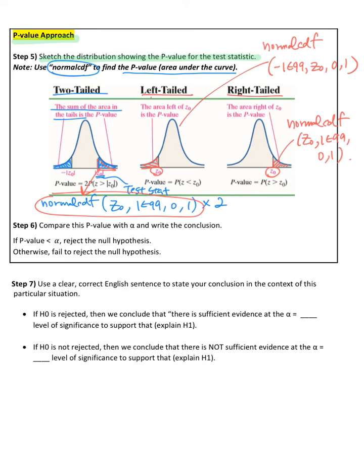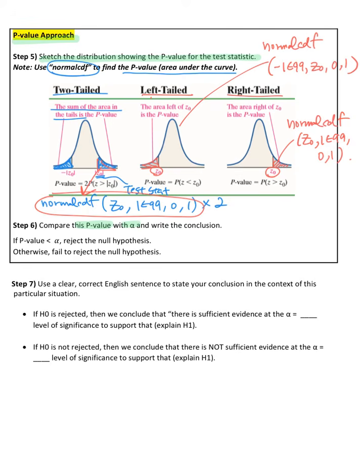Now, for the two-tailed test, the test statistic sometimes is a negative number. If that happens, you can still use normal CDF, but negative 1E99 is the lower bound, the upper bound is the test statistic, then 0, 1, and then times 2.